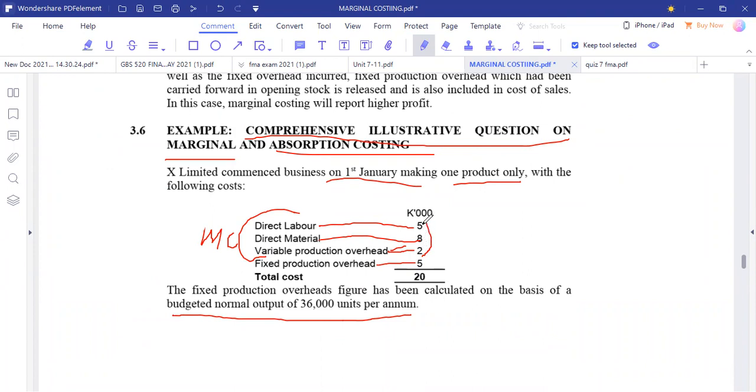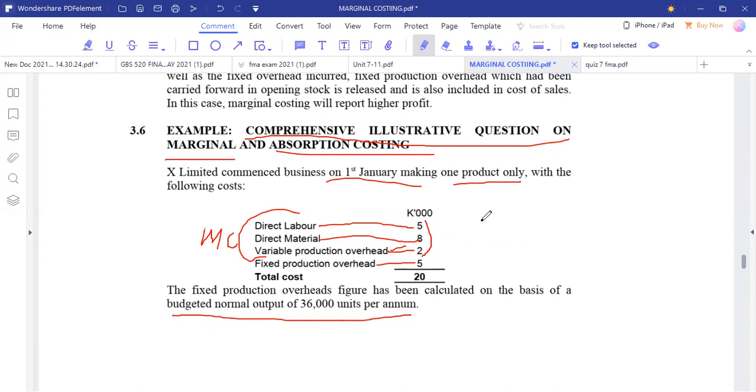So we're going to use 15 kwacha to produce a unit for marginal costing. Then for absorption costing, it's 20 kwacha to produce a unit, so it's using the full product cost. So for absorption costing, we're going to use the 20 kwacha, and for marginal costing, we are going to use 15 kwacha.